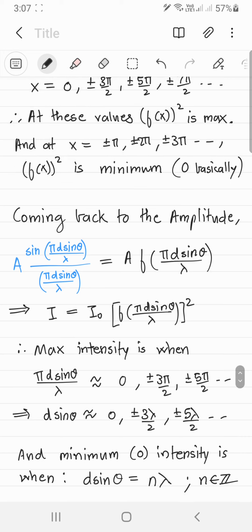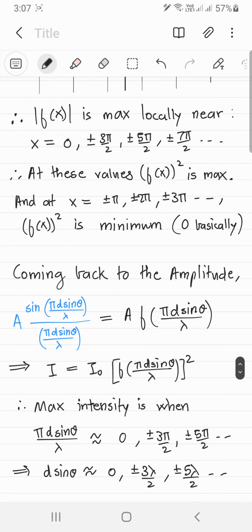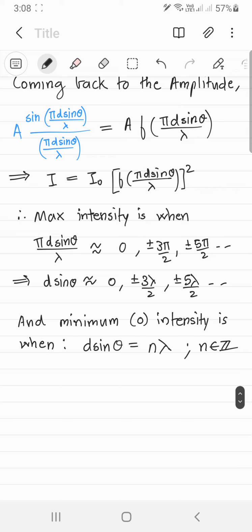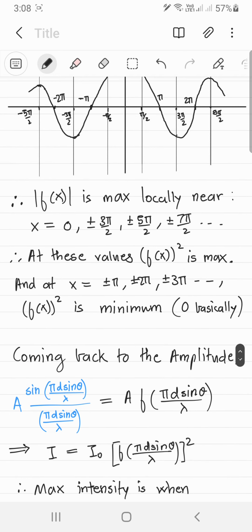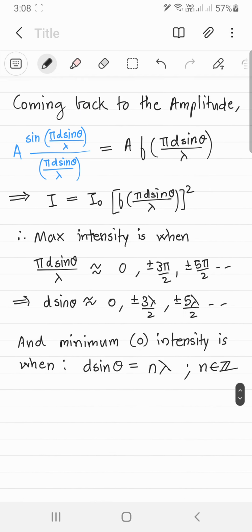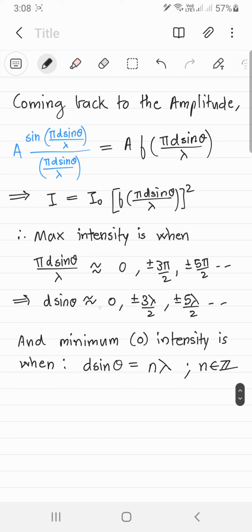Okay, so we just saw that f of x squared is minimum when the inside value, that x thing, is some integral multiple of pi. So minimum intensity is when this thing pi d sine theta upon lambda is some integral multiple of pi, and solving that we just get d sine theta equal to n lambda, where n is some integer. And maximum intensity would be when x is near to these points, 0, plus minus 3 pi by 2, and so on. So solving that, we get d sine theta is approximately 0, plus minus 3 lambda by 2, plus minus 5 lambda by 2 for the maximum intensity to happen.